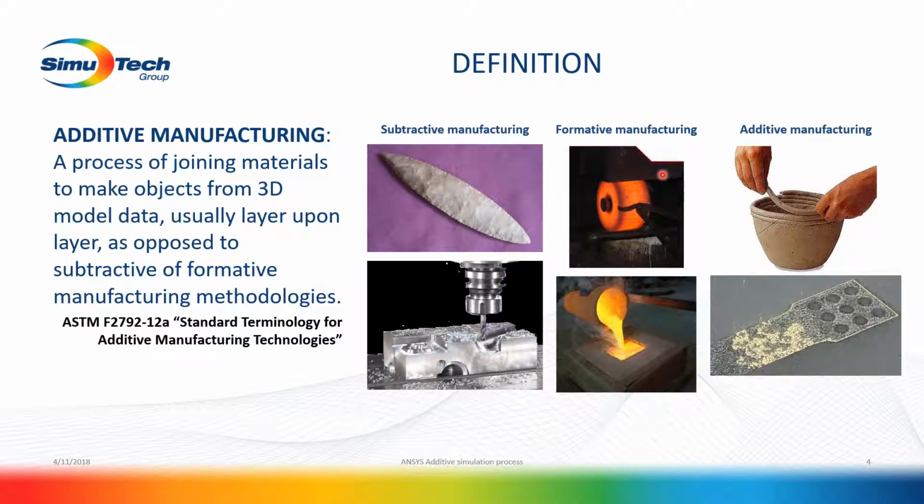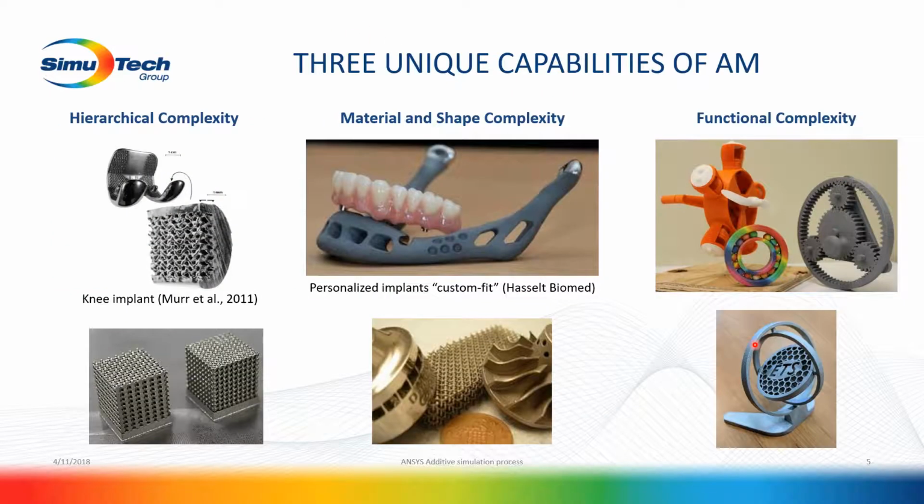Based on a standard, additive manufacturing is a process of joining materials to make objects from 3D model data, usually layer upon layer, as opposed to subtractive or formative manufacturing methodologies. Additive manufacturing is enabling three unique capabilities that other formative or subtractive manufacturing cannot really do.